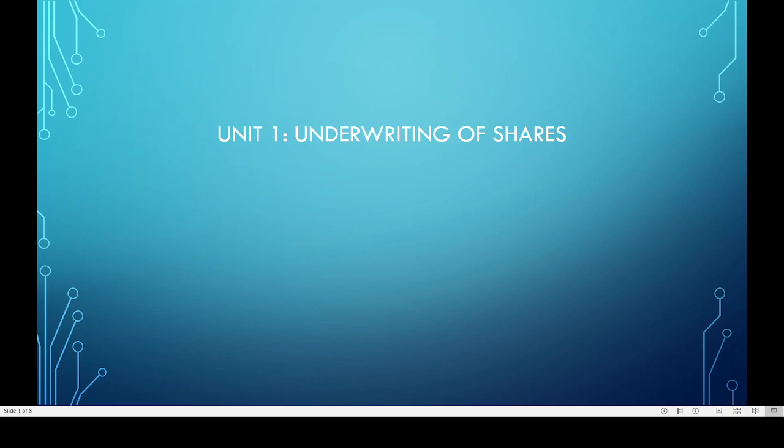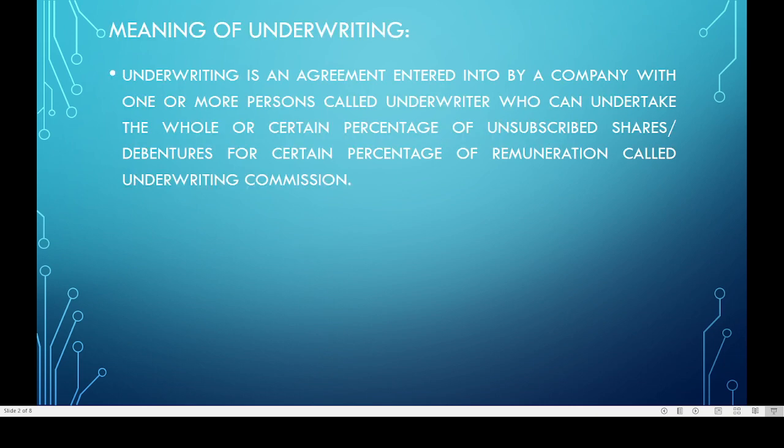In today's class, we are going to discuss underwriting of shares. First, we will see what the meaning of underwriting is. Underwriting is an agreement between two parties, the company as well as the underwriter, for underwriting of shares.